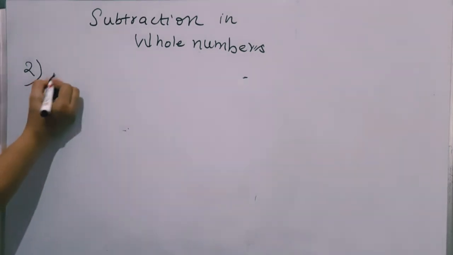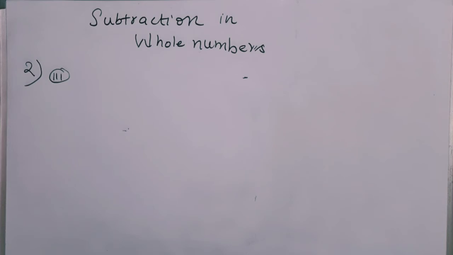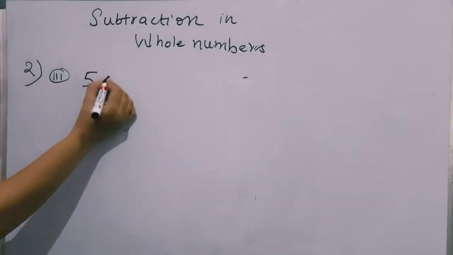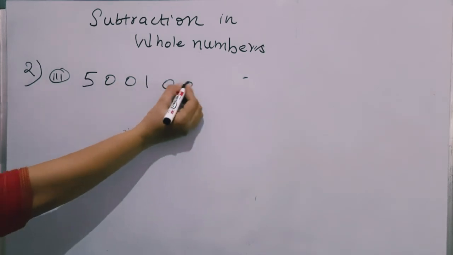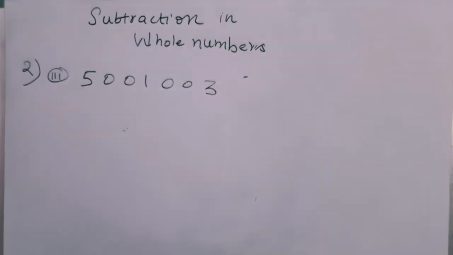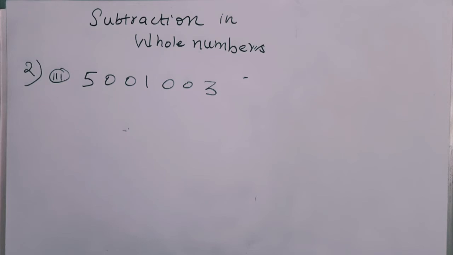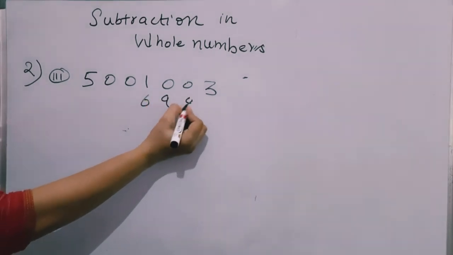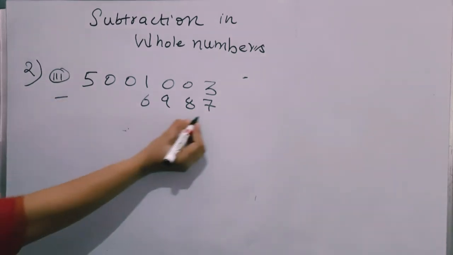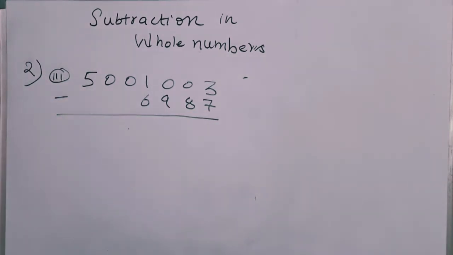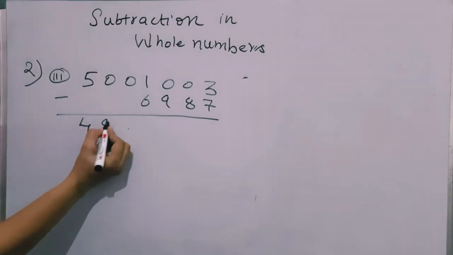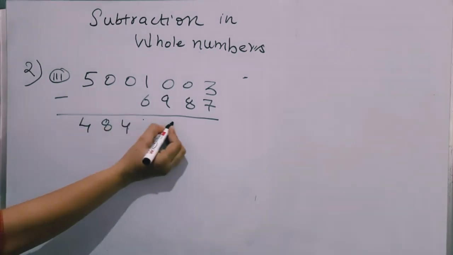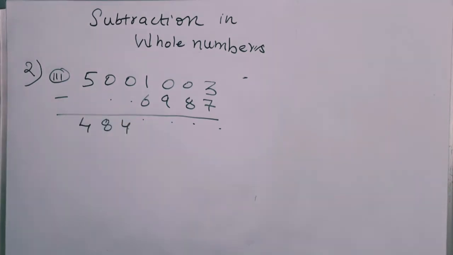So the third option is 500 1003. Now what are the blanks given now? 6987 is at the last. Now it is subtracted, and how many blanks are given in the answer? 484. Here it is 484. These 4 are blank and these 2 are blank.